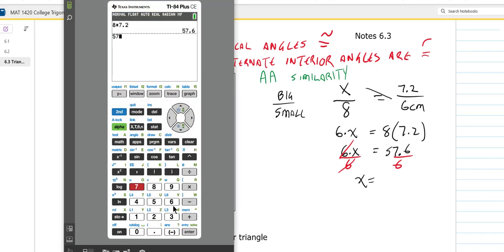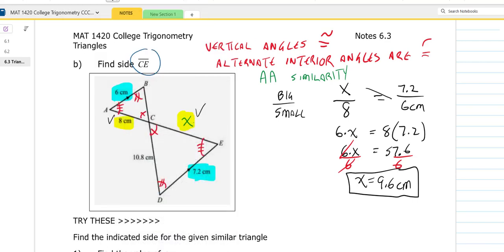I can take my calculator to figure that out. So I just go 57.6, divide that by 6, and I did not do that right. Okay, let's try that again. 57.6 divided by 6 will give 9.6. Okay, and then that would be in centimeters. You need to put the units on that. So what this really means is this: if you put these sides together, 7.2 over 6 is going to correspond to 9.6 over 8.